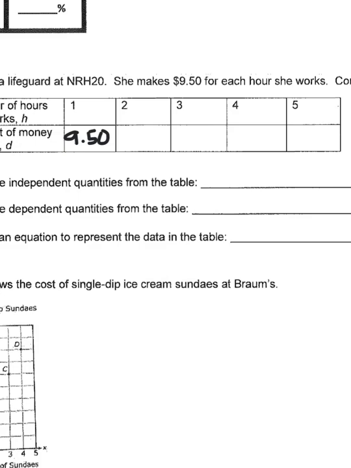So if she works 2 hours, she should be getting paid $19. If she puts in 3 hours, it's $28.50. And then 4 hours of work, they would pay her $38. And then if she works a 5-hour day, they're supposed to pay her $47.50.